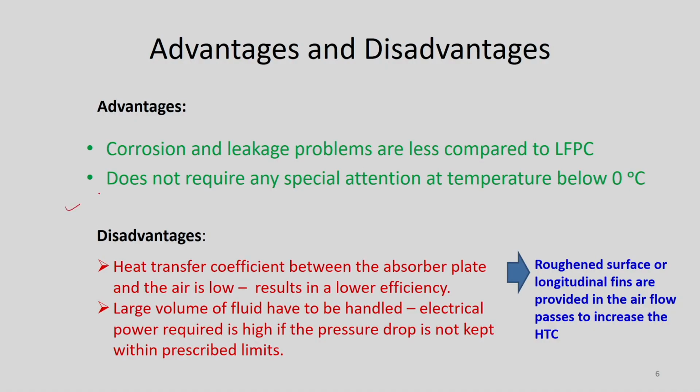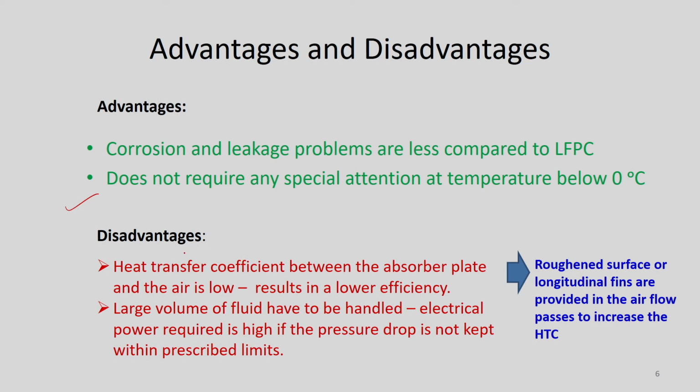If it goes below 0 degrees and if we use it in a place like Ladakh, then what will happen? It will freeze if we use water in that flat plate collector, right. So, we need to use a different kind of fluid so that it will not freeze if the ambient temperature goes below 0 degrees C, right. So, this is one special advantage of the solar air heater.